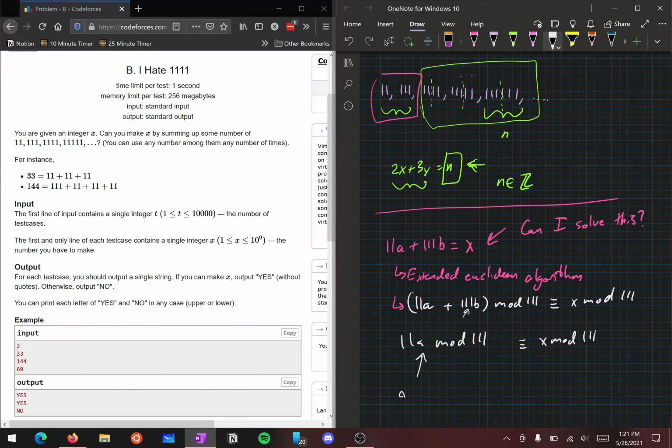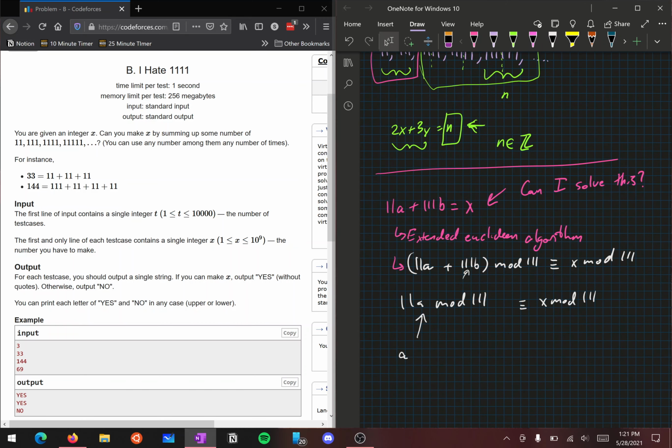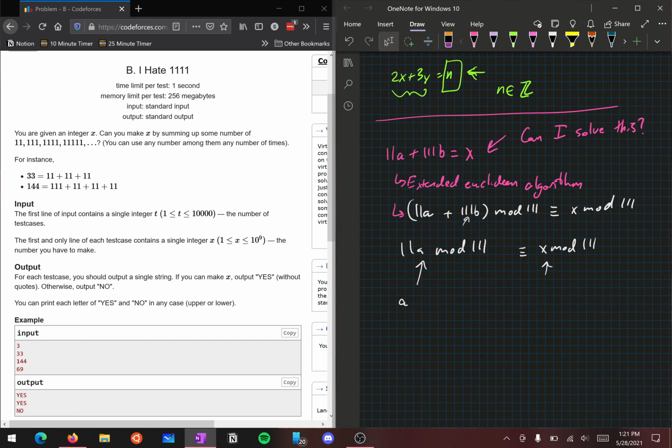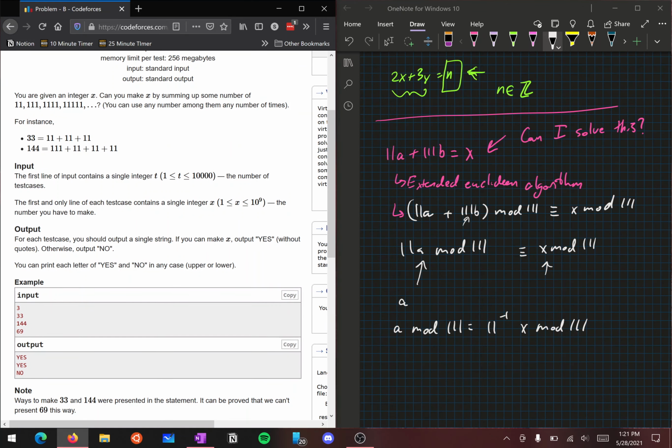And now we have to find a, right? If we're able to find a, because we're given x, then we're sort of done, and we can solve this problem. So how do we find a? We say a mod 111 is going to equal the modular inverse of 11 times x mod 111.